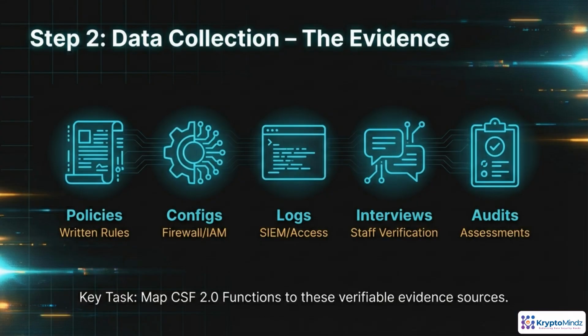To build a credible CSF assessment, everything must tie back to real evidence. Policies show what should happen. Configurations show how systems are actually set up. Logs show what has really occurred over time. Interviews validate who does what in practice. Audits and prior assessments provide independent verification and highlight known gaps. Map each CSF 2.0 function and subcategory to one or more of these sources, so every claimed outcome is supported by something you can actually show.